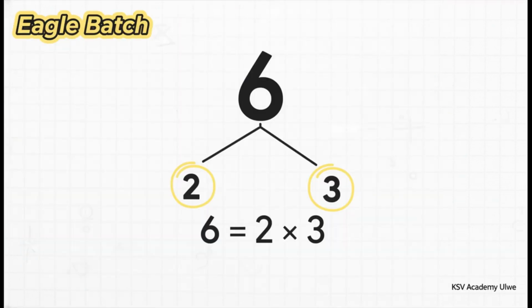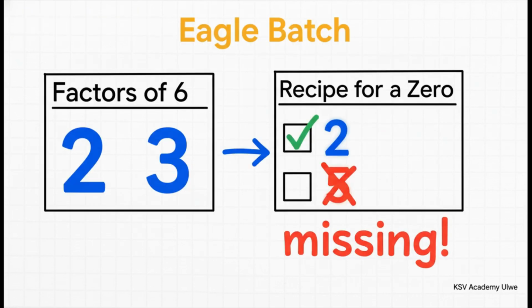So our game plan is super easy. We just need to look at the prime factors of our base number, which in this case is 6. And the prime factorization of 6, well, that's about as simple as it gets. It's just 2 times 3. Okay, so let's check our ingredients against the 0 rule. We've got a 2. That's good. That's one part of the recipe. But where's the 5? Do you see a 5 anywhere in the prime factors of 6?